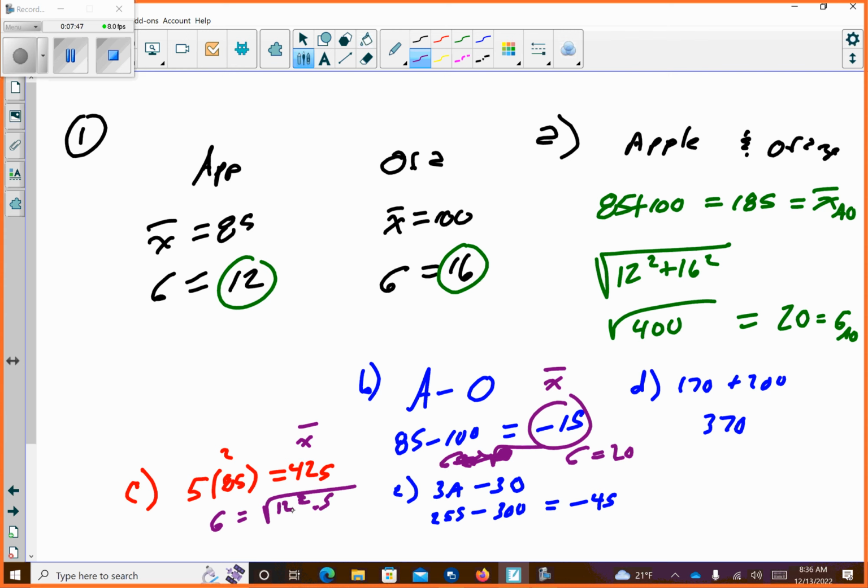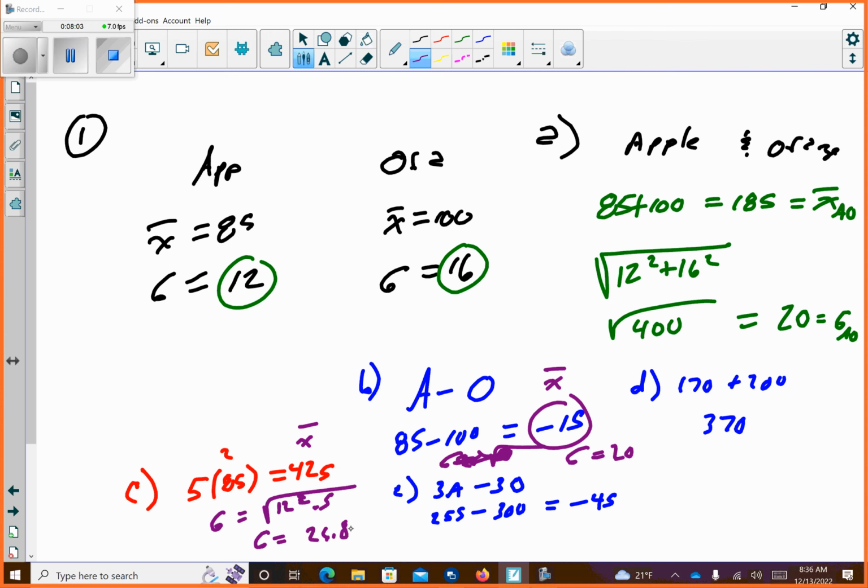Oh my gosh. Come on. 12 squared times 5. Close that. There we go. So the standard deviation of this is going to be 26.8.